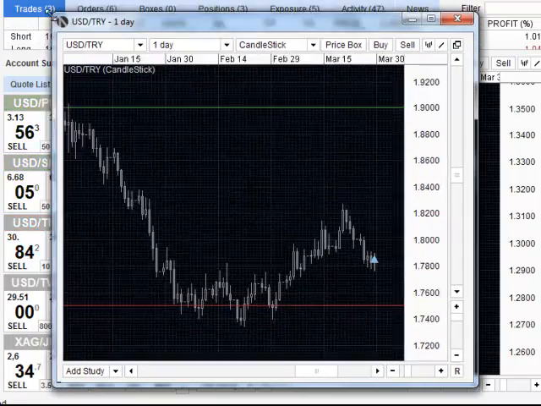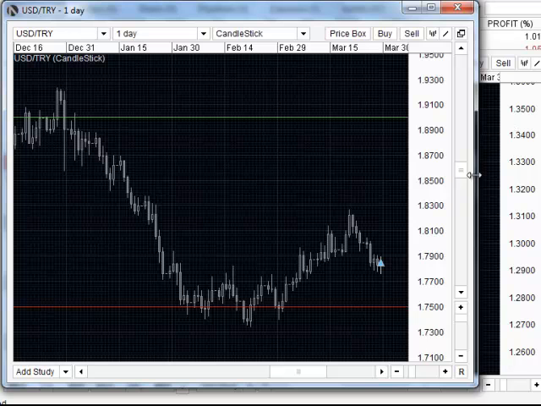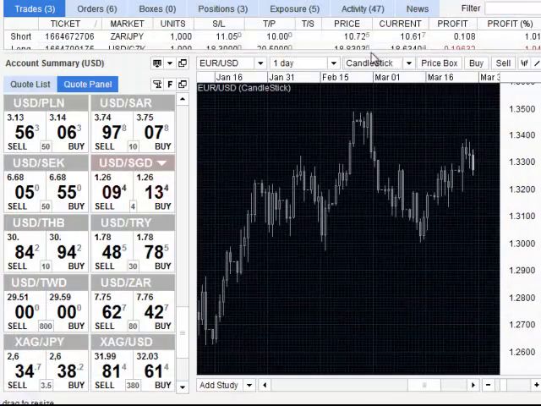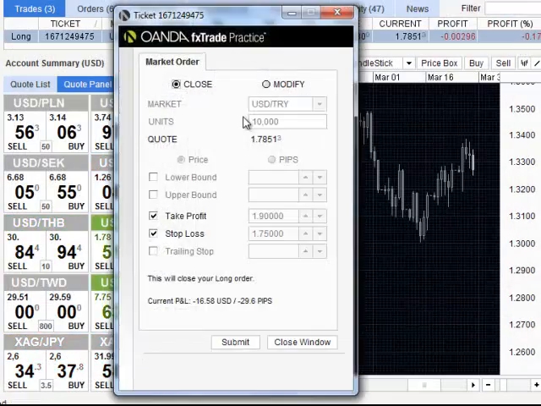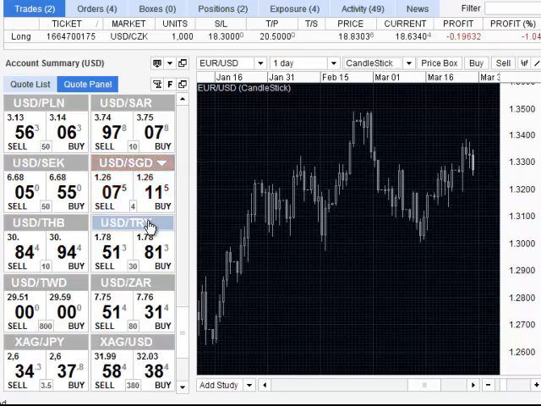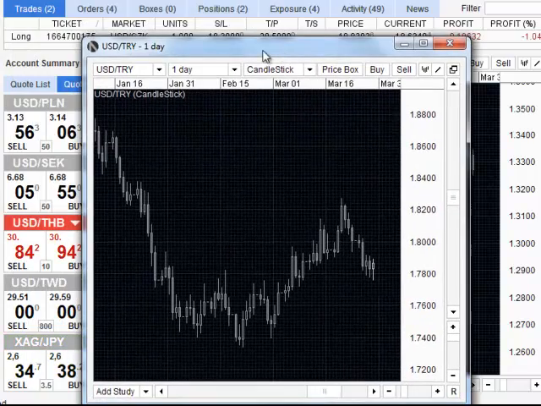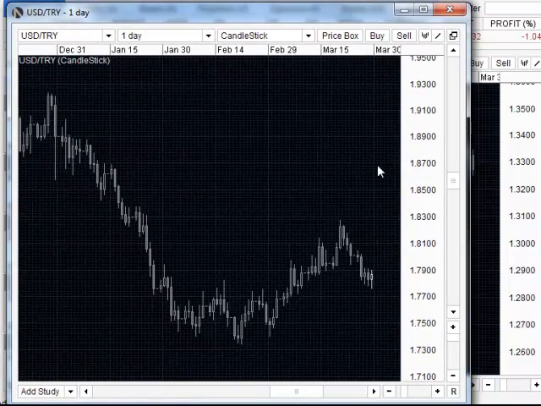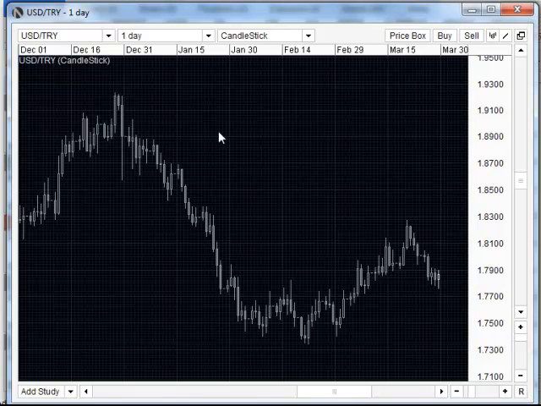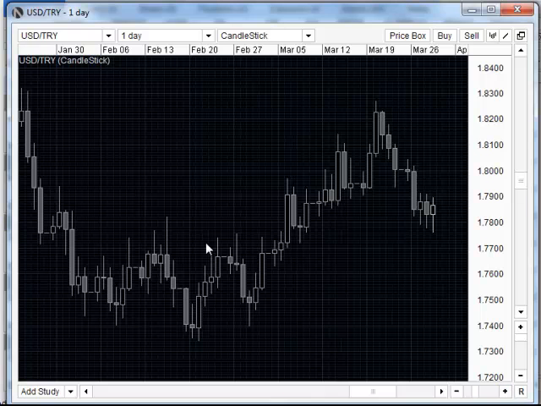So let me adjust the size of the screen. Okay, so you click on that pair, and we are looking at a daily chart of the pair USD TRY, which is the Turkish lira. Let me zoom in. Okay, so let's say you want to buy the pair USD TRY. So you're gonna bet that the dollar will rise against the Turkish lira.